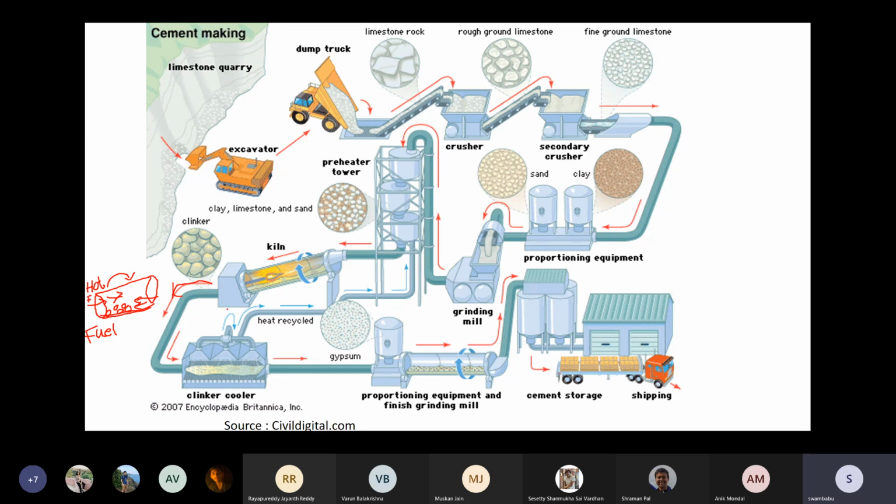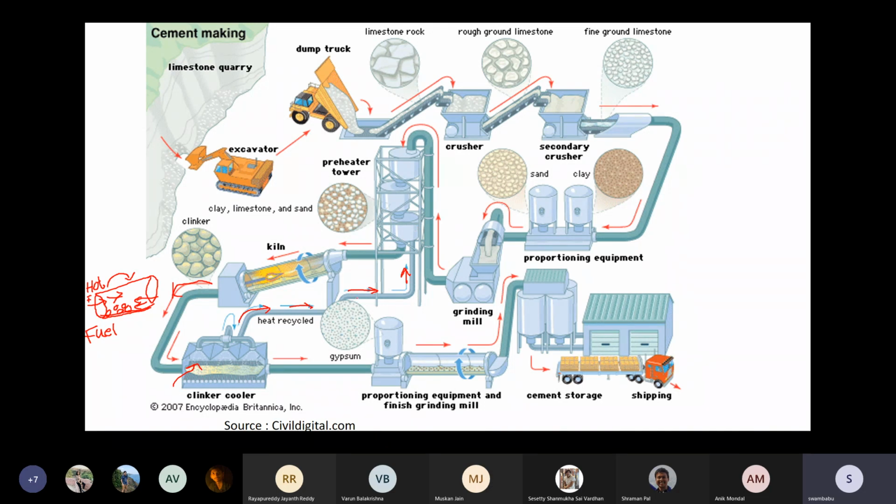Since the clinker comes out at a very high temperature, it needs to be cooled. So they use cold air to cool it. When you introduce cold air or water to cool it, it will generate steam or air at high temperature. That hot steam or hot air will be sent back to the preheater to heat these solids before they enter the kiln.